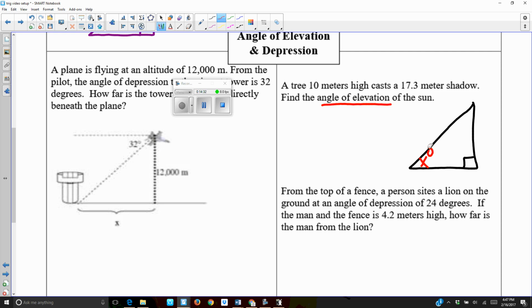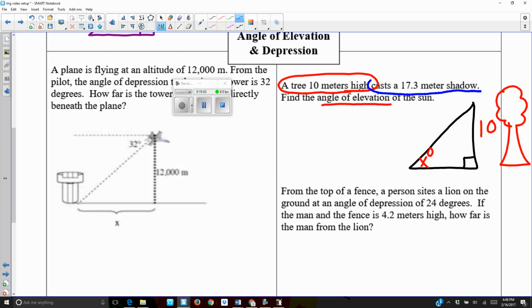The other information they give us is a tree is 10 meters high. Of course, a tree stands vertically. You don't see a tree laying on the ground. A tree is not slanted. So the tree, of course, has to be the vertical height in this problem. So the 10 goes right here. It's opposite from the unknown angle. And then it tells us a tree casts a 17.3 meter shadow.